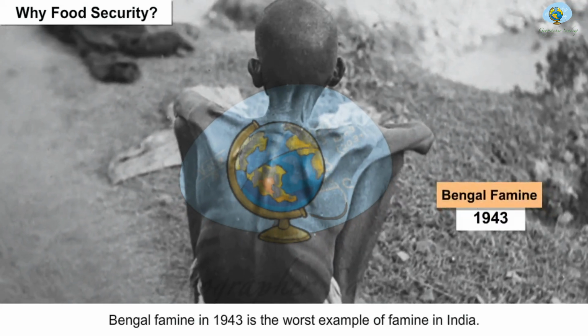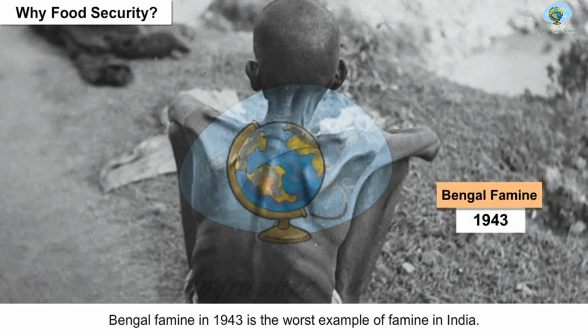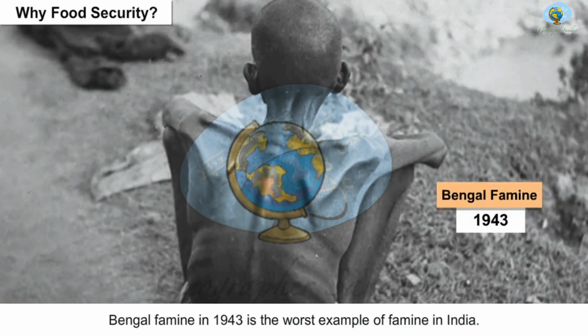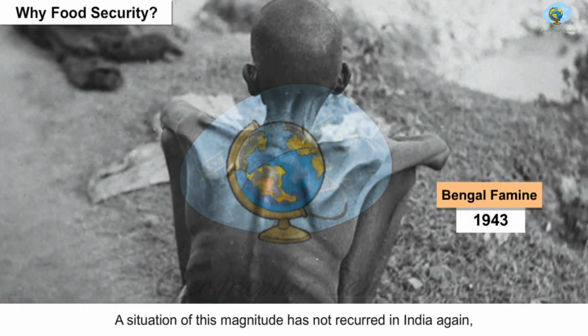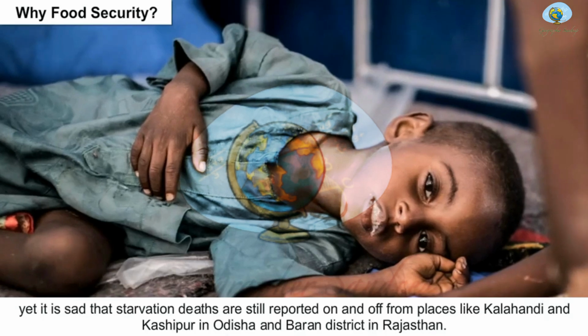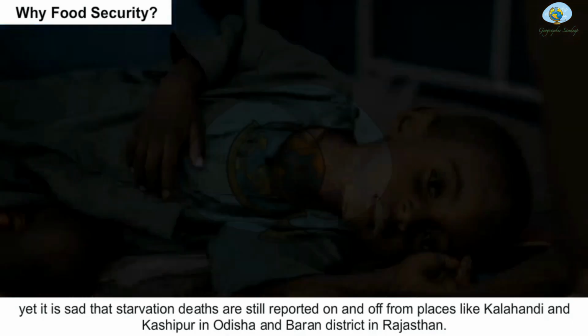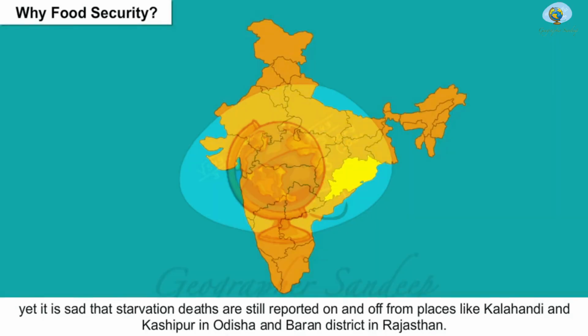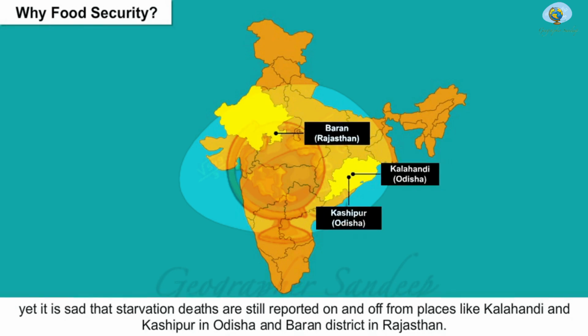Bengal famine in 1943 is the worst example of famine in India. A situation of this magnitude has not reoccurred in India again. Yet, it is sad that starvation deaths are still reported on and off from places like Kalahandi and Kashipur in Odisha and Baran district in Rajasthan.